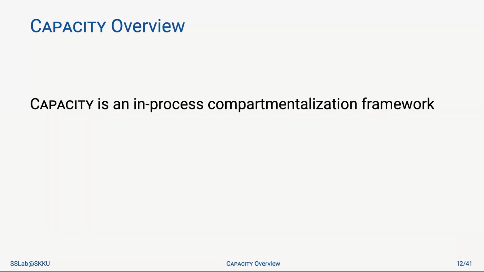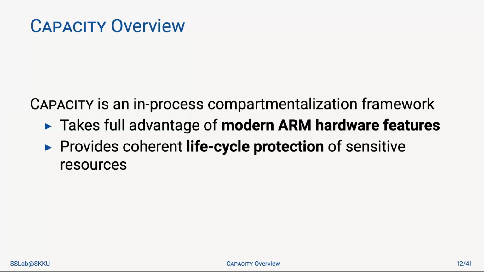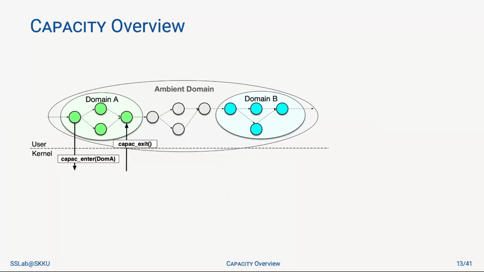Based on this observation, we built an in-process compartmentalization framework called Capacity. At the core of Capacity are modern ARM PA and MTE hardware features. It provides a lifecycle-based protection of sensitive resources inspired by capability access control. Here is an overview of Capacity.